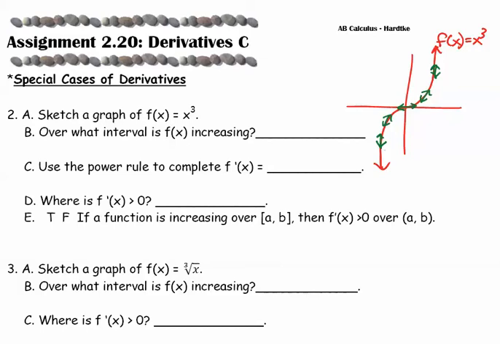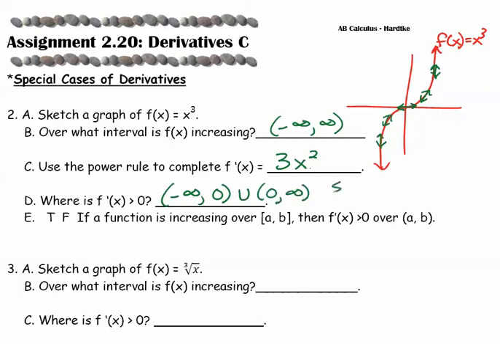So at each point, remember our definition for increasing: as x moves to the right, do our y coordinates move up? And in fact, that does happen here over the entire domain. So our power rule for f prime of x would be 3x squared. So where is f prime of x greater than 0? Well, notice 3x squared is always greater than 0 everywhere except when x is equal to 0 itself. So from negative infinity to 0, union 0 to infinity.